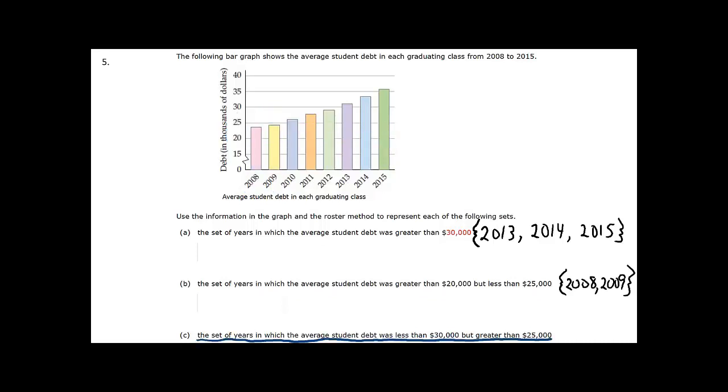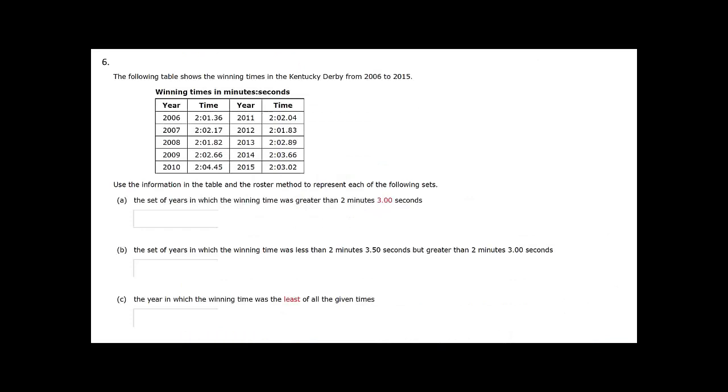And finally, C, the set of years in which the average student debt was less than 30,000 but greater than 25,000. So I'm going to draw a horizontal line at 30,000, a horizontal line at 25,000, and I'm looking for the years represented by the bars whose top is between those two lines, and I think you can easily see that there are 3 of them. Those are the bars for years 2010, 2011, and 2012.